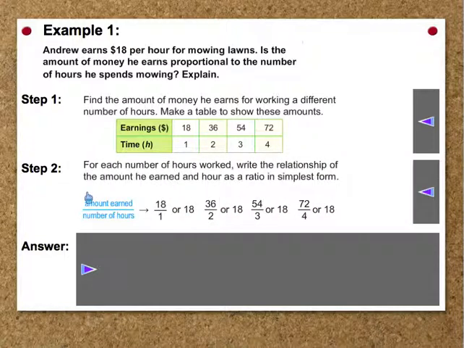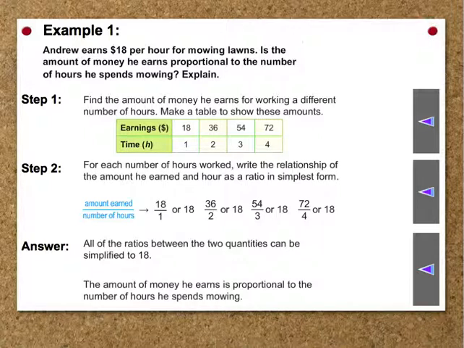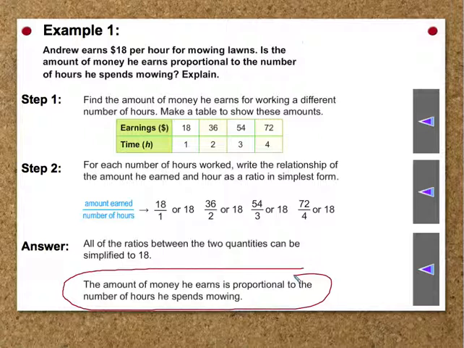The next thing is for each number of hours worked, we write the relationship of the amount he earned and hours as a ratio in simplest form. So notice here we've got the amount earned to the number of hours, 18 over 1, which is equal to 18, 36 over 2, which is equal to 18, 54 over 3, which is equal to 18, and 72 over 4, which is also equal to 18. So what do we notice? All of the ratios between the two quantities can be simplified to 18. So our answer would be the amount of money he earns is proportional to the number of hours he spends mowing. And that's so because they all equal 18.